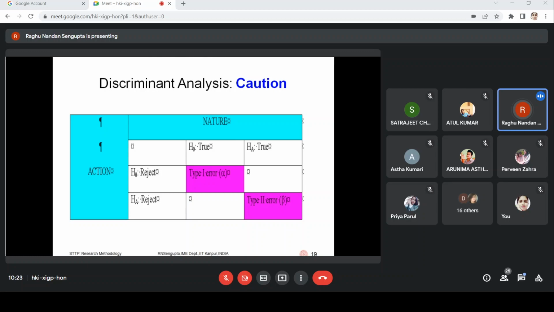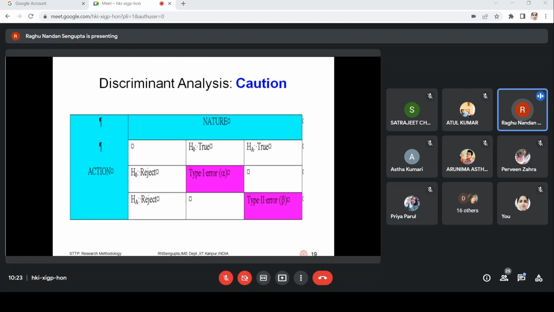And your action can also be classified as H naught and HA. If both of them agree, you have no errors. If you see the white boxes, where you reject HA, that means you are indirectly accepting H naught, and mother nature is also saying H naught is true. So this is the white box, the second row, last value of the cell. And if HA is rejected, H naught is accepted, and mother nature also says H naught is true, then that is also correct. So there is no error.